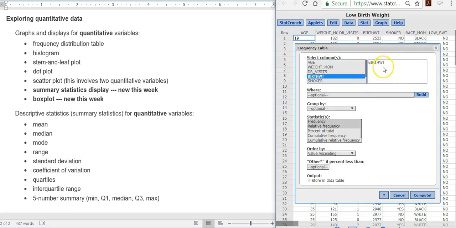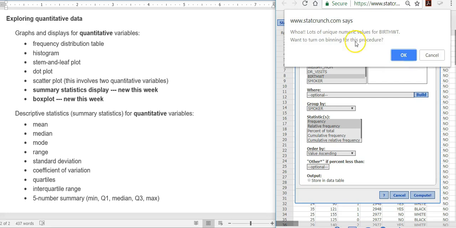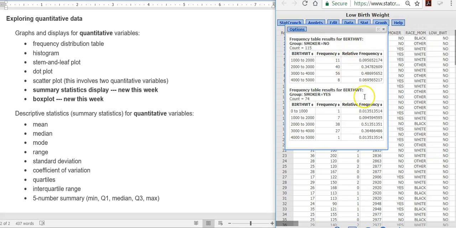So I'm using birth weight as my column, and I'm going to group this by smoker so that we get two different frequency tables. And of course it asks if I want to turn on binning for the birth weight, and I do. So here are our two frequency tables.